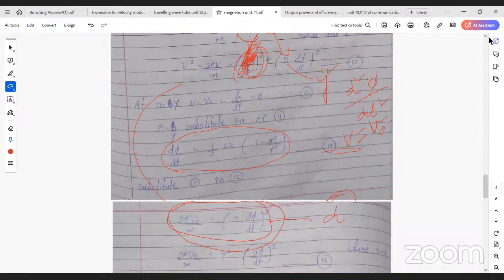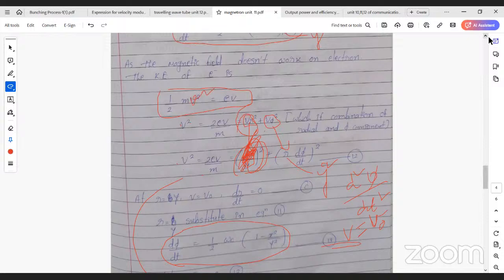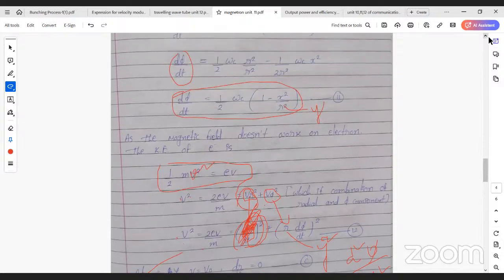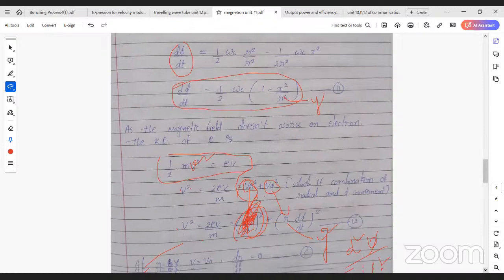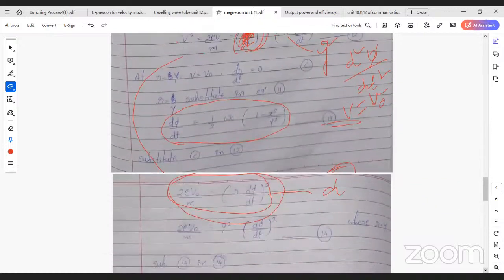And now, how did we get the 13th equation? The 13th equation we are getting from the 11th equation. What is the 11th equation? d phi by dt equals 1 by 2 omega c. In place of r, I am substituting y. d phi by dt equals 1 by 2 omega c times (1 minus x square by y square). We got the 13th equation and the 14th equation.